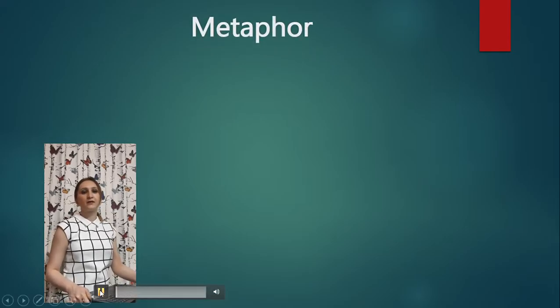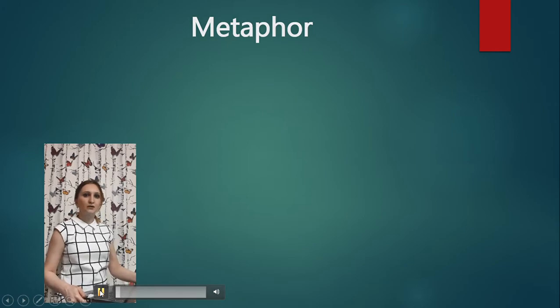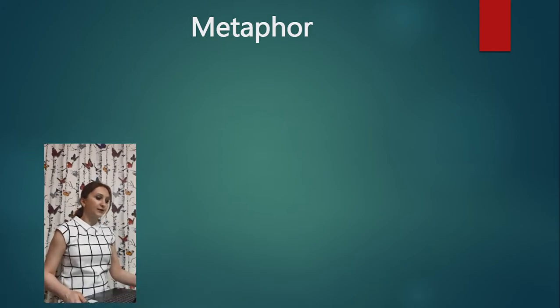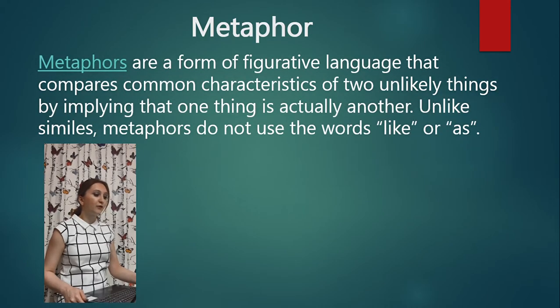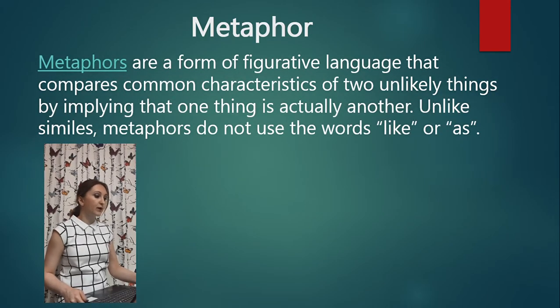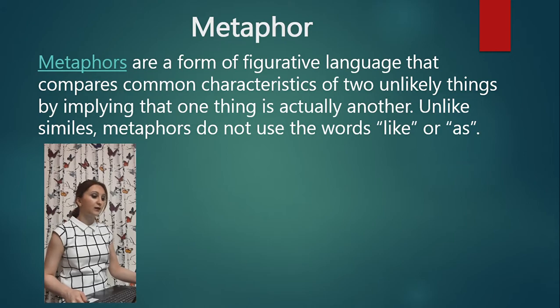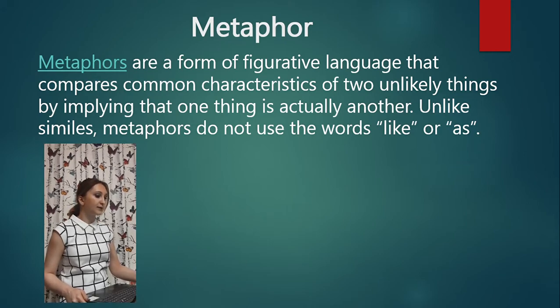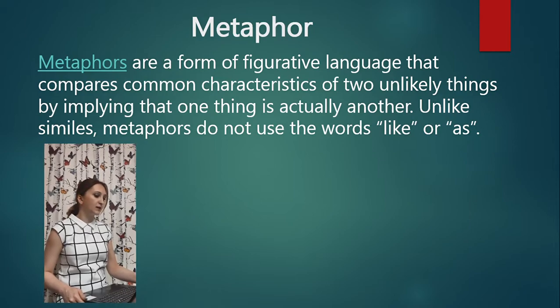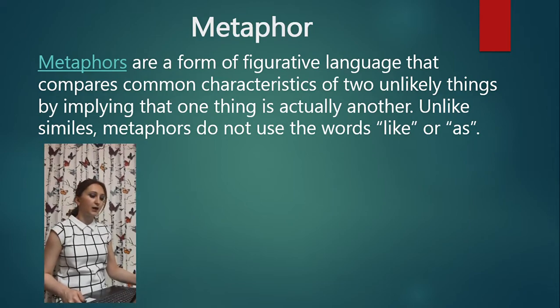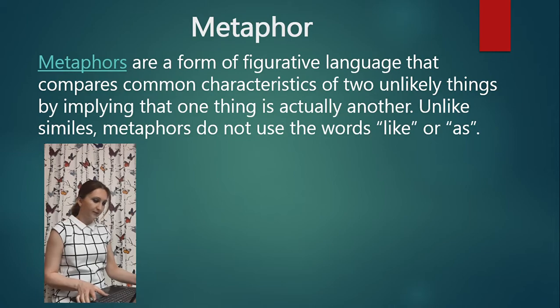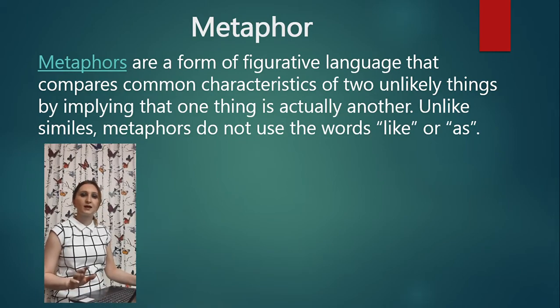The second type of figurative language that we are going to talk about is metaphors. Metaphors, what do the books say? Let's listen. Metaphors are a form of figurative language that compares common characteristics of 2 unlikely things by implying that one thing is actually another. Unlike similes, metaphors don't use the words like or as. In other words, metaphors are exactly the same as similes.